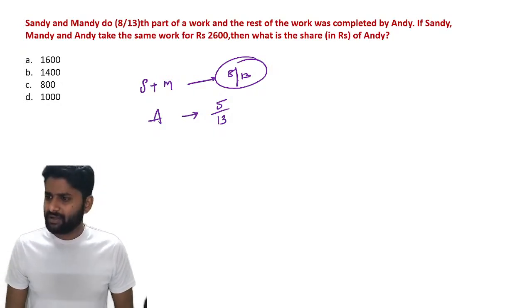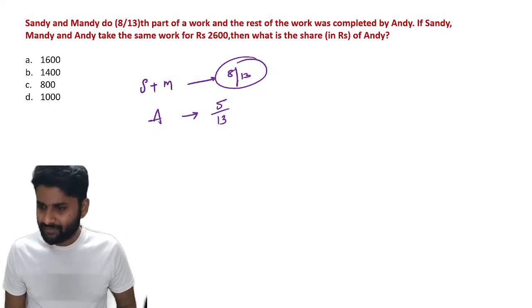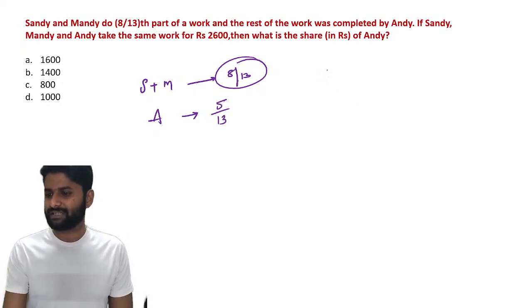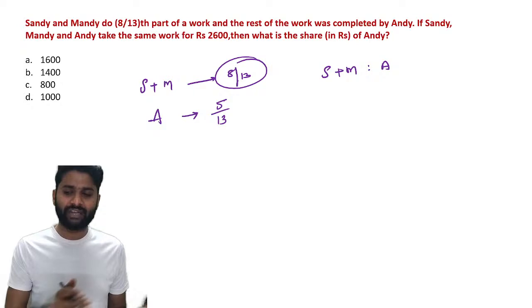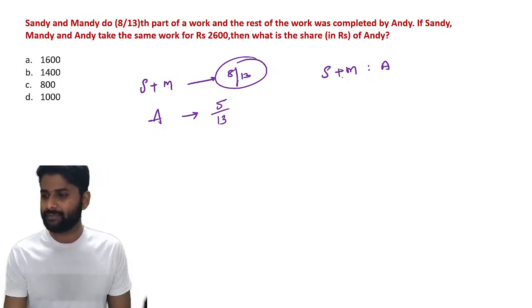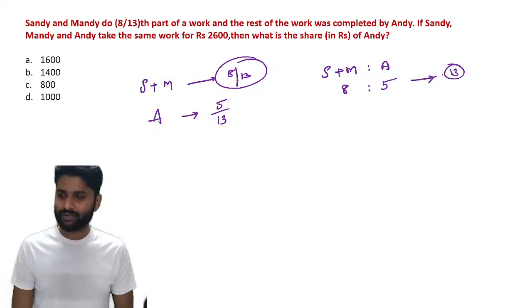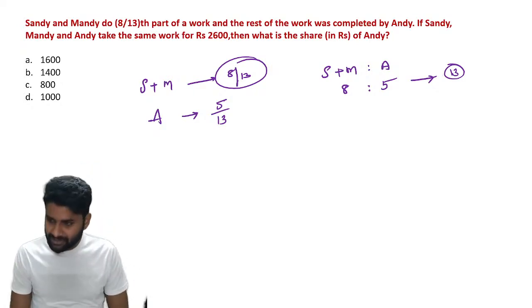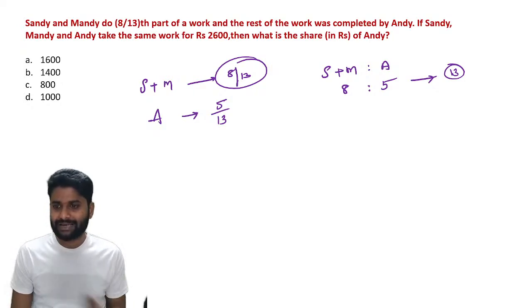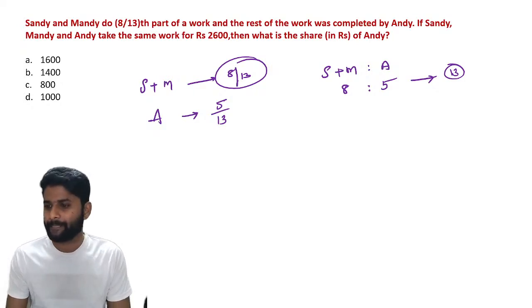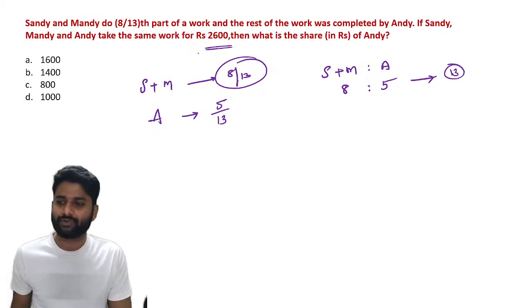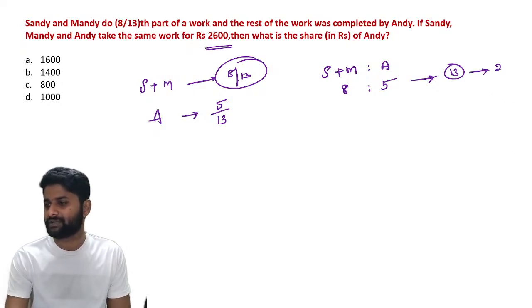That's it. Now, if Sandy, Mandy and Andy take the same work for 2600, what is the ratio of S plus M to A? Guys, we don't know the individual efficiency of S and M, but together their efficiency is 8 units, A's efficiency is 5 units. It means they have 13 units in total, since 8 plus 5 is 13. We have to pay 8 units to Sandy and Mandy, and 5 units to Andy. But the total amount we are going to distribute is 2600. If 13 units is 2600, each unit is exactly equal to 200.